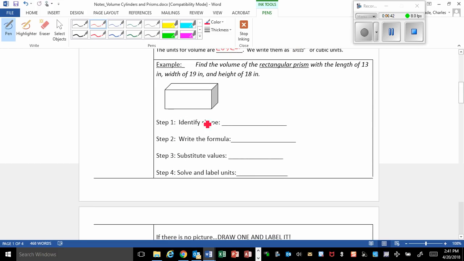So let's look at this example. Find the volume of the rectangular prism. Rectangular, so that means this base is rectangular, with a length of 13, a width of 19, and a height. So here's the problem. The height generally is from base to base. So if I stood this thing up, like this, this would be the height.